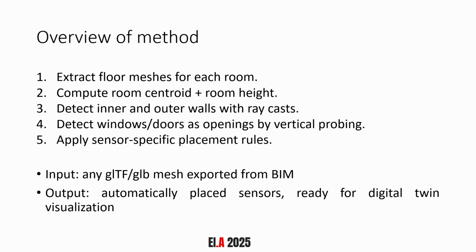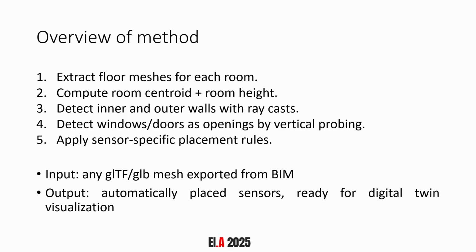The overview of the method itself is pretty simple. We select a floor or a room that we want to identify, and then we take the meshes for that specific room. Then we compute a centroid and calculate the height with raycasts, and we detect inner and outer walls with raycasts towards the floor mesh vertices for that specific room. We detect door and window openings with vertical probing along the perimeter of the room or in the walls. And then we apply the sensor-specific placement rule. The only input needed is the model itself, exported from maybe a BIM or similar.